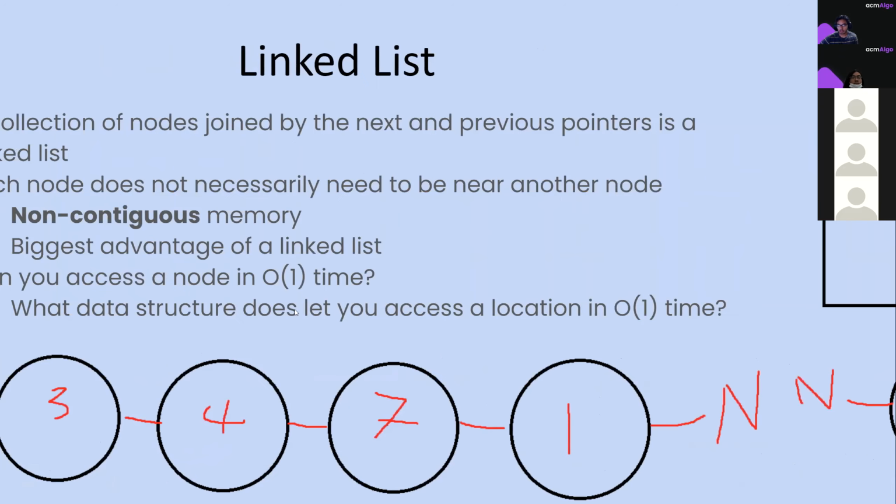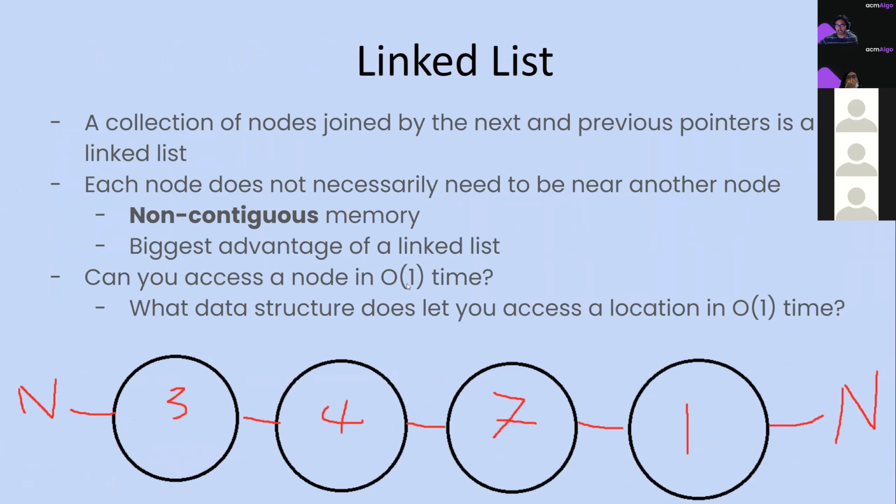So for example, how fast can you access a node? So if I told you to get to the node 7, can you do it instantly or not? How would you get this node right here, number 7? You would have to iterate through the list. Iterate through it, right? And so that's basically going to be maximum worst case time complexity of what?